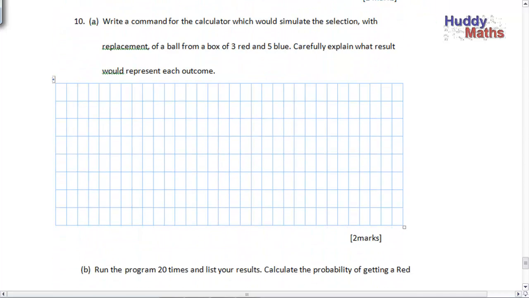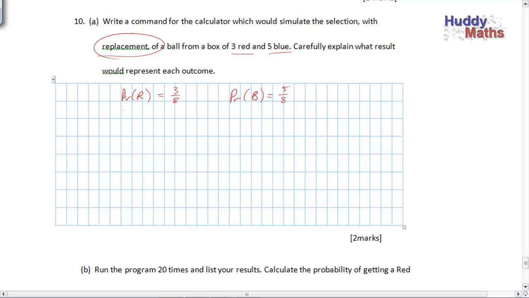Let's look at question 10, sorry. Write a command for the calculator which would simulate a selection with replacement of a ball from a box of 3 red and 5 blue. Carefully explain what result would represent each outcome. So we want to have a look at what our probabilities are. Probability of a red is 3 on 8, and the probability of a blue is 5 on 8.